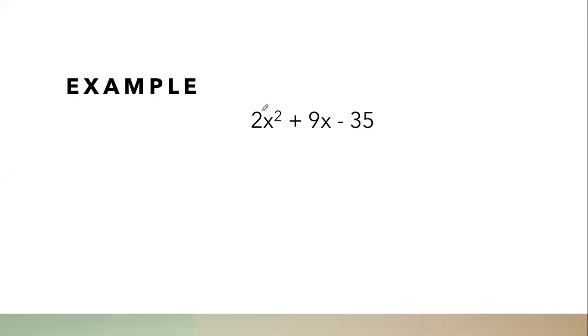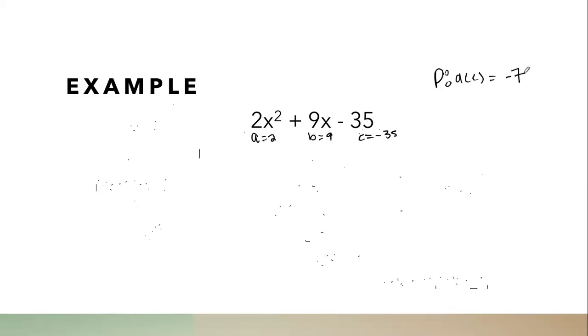That tells me to multiply my a value and c value. So a is 2, b is 9, c is -35. So I want to find the product of a and c, so a times c. So a times c is -70, because 2 times -35 is -70. And the sum of the b value. So my b value is?